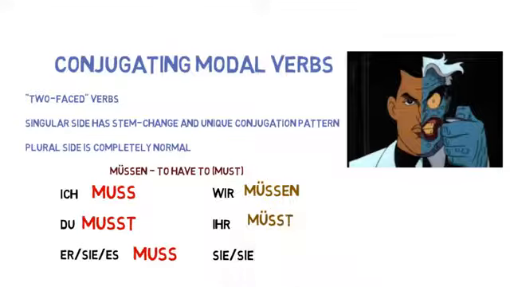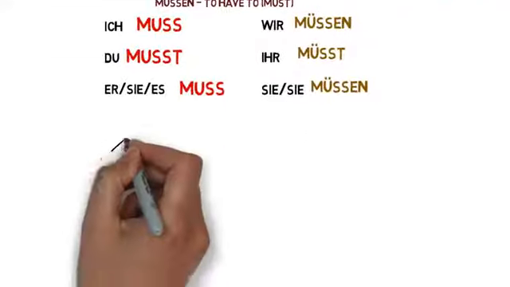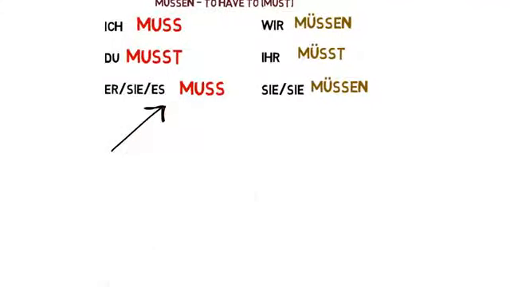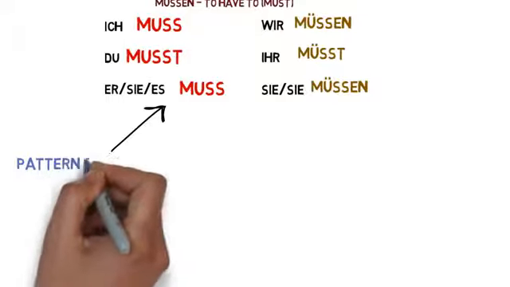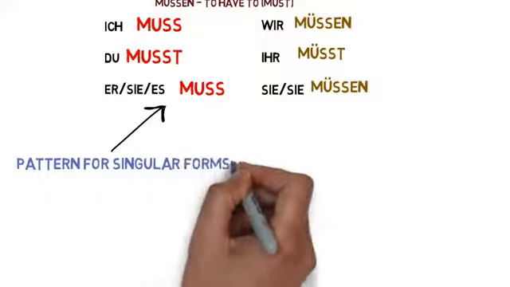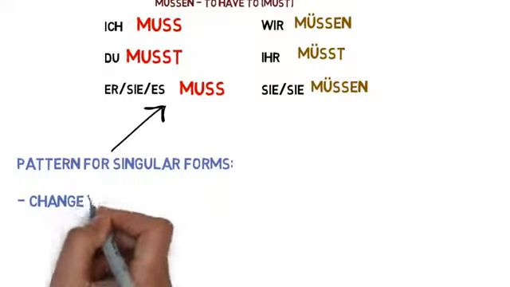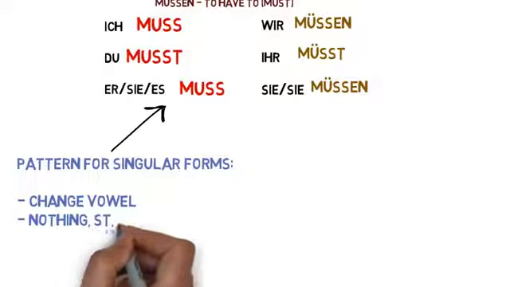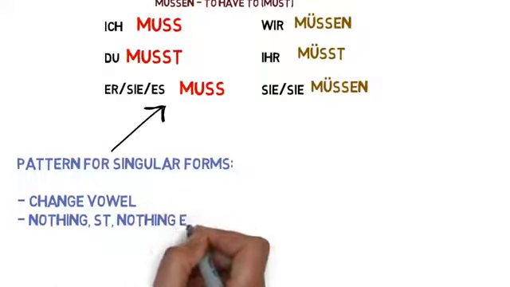On the plural side, the umlaut from the infinitive verb stays. Wir müssen, ihr müsst, sie und Sie müssen. Notice that, just like with wollen, the singular side is the one that has the vowel change. And, because of the nothing-st-nothing conjugation pattern, the ich form and the er, sie, es form will be identical.